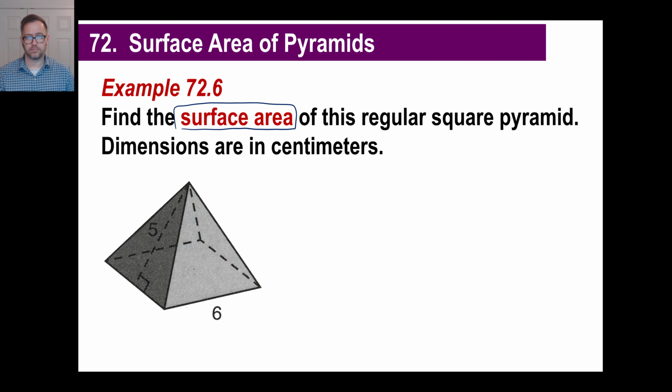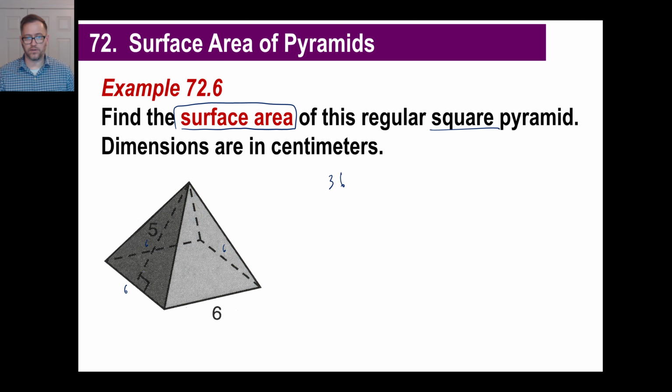the bottom. Okay? It says it's a square pyramid. So we know that each one of these sides is 6, 6, 6, 6, and 6 over here. So we know we've got part of it. We got 6 times 6. That's the surface area of the bottom.